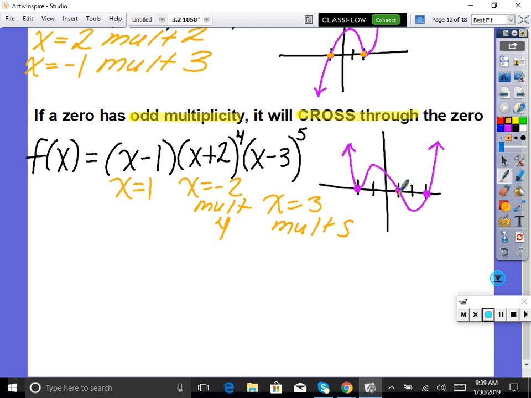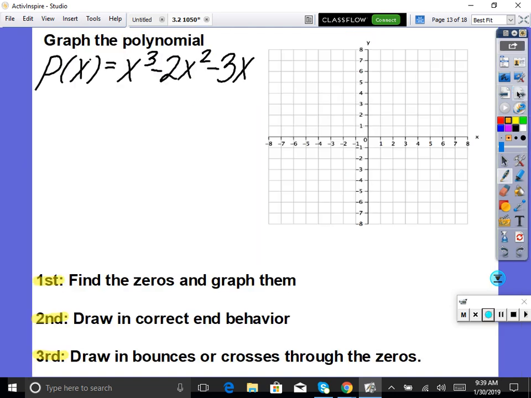Okay, we're going to use the idea of end behavior, zeros, and bounces to now graph. It's actually really straightforward. So here is the first example. Graph the polynomial. You take these 3 steps. They're actually very easy steps. Graph the zeros. So you have to find the zeros, then graph them. Then you'll draw in the correct end behavior. And then third, draw in bounces or crosses through at the zeros.